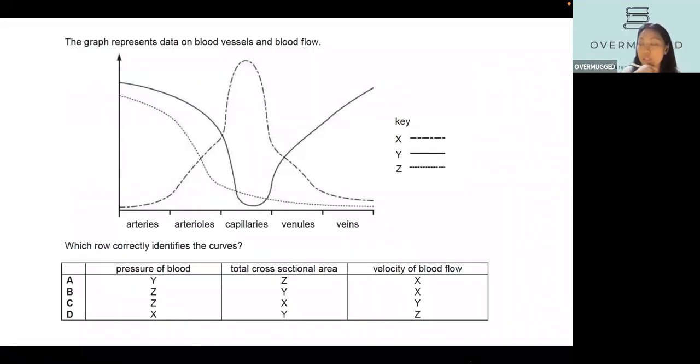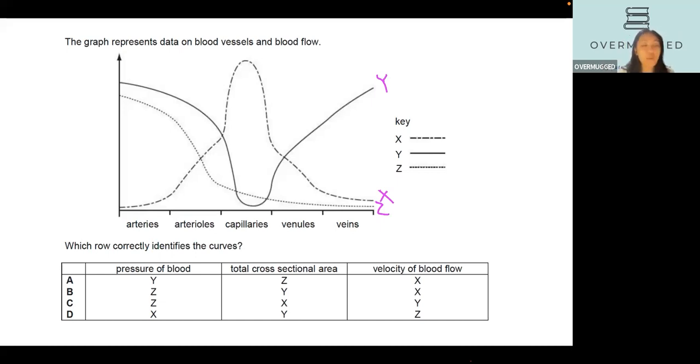Okay, so for this question, they plot three graphs and they mean different things, right? For the sake of the colors, I'm going to label them because it's very hard. So this is Y, this is X, and the dotted one is Z. Okay, so here, how do you start? Just try to find which one you're most confident of.